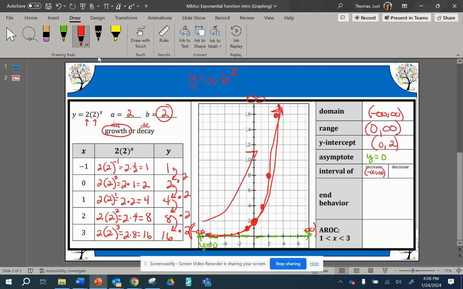An interval of increase, our graph is increasing from negative infinity to positive infinity. Just like a linear, an exponential is either increasing or decreasing. It does not do both. So we're going to use null for that.